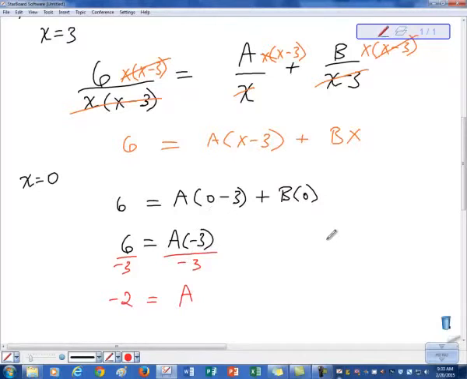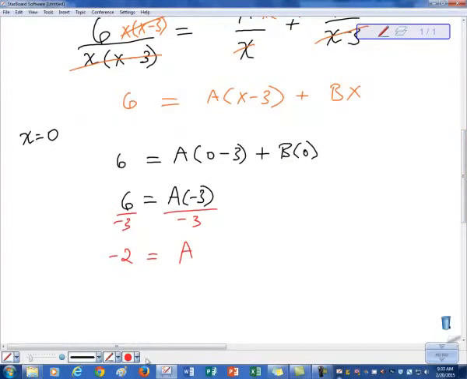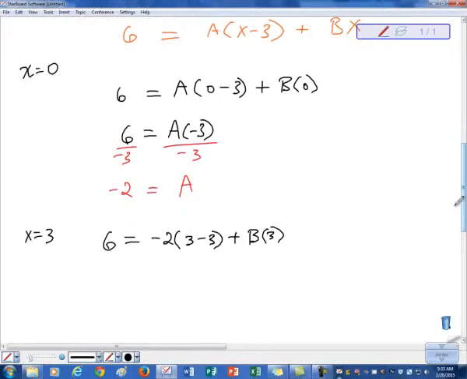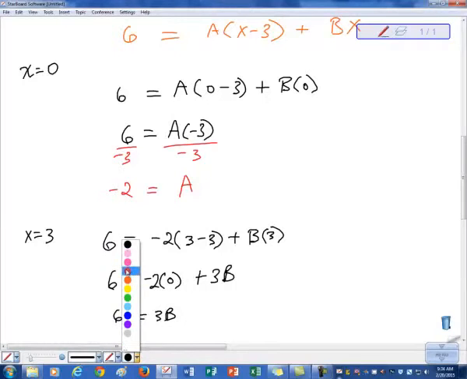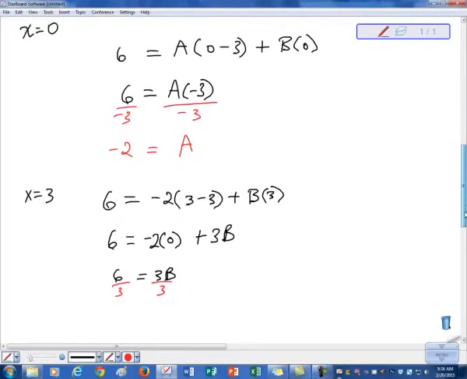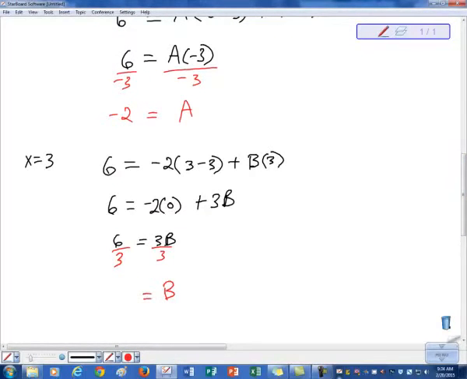All right, so now we have A, but we need to find B. So we can use the other factor for the denominator, x equals 3, and we plug that in. And so here we have 6 equals, and we know that A is negative 2, so we can substitute that in. We're going to put 3 minus 3 in here for x, plus B times 3. Well, here negative 2 times 3 minus 3 will be 0. Negative 2 times 0 plus 3B. All right, so now we can isolate the B, and we divide both sides by 3, and we get B equals 2.